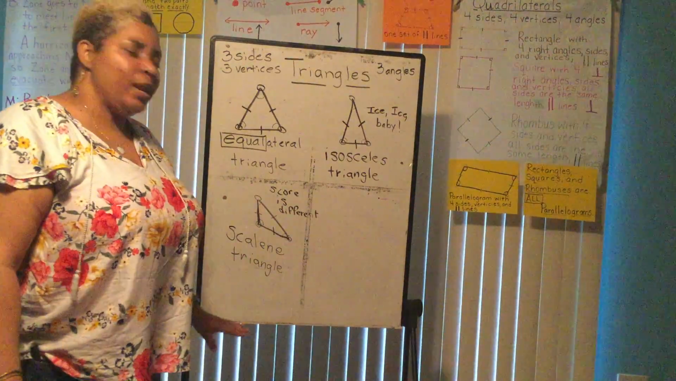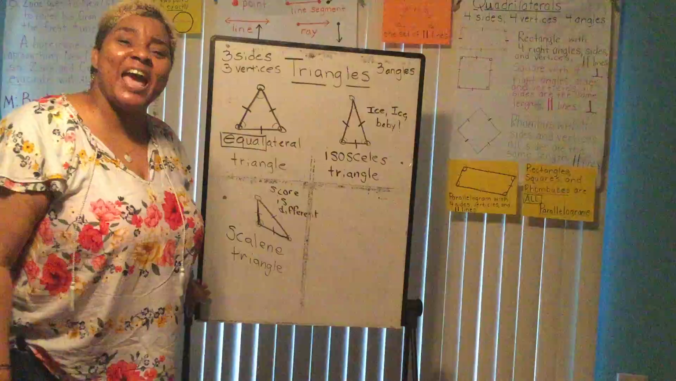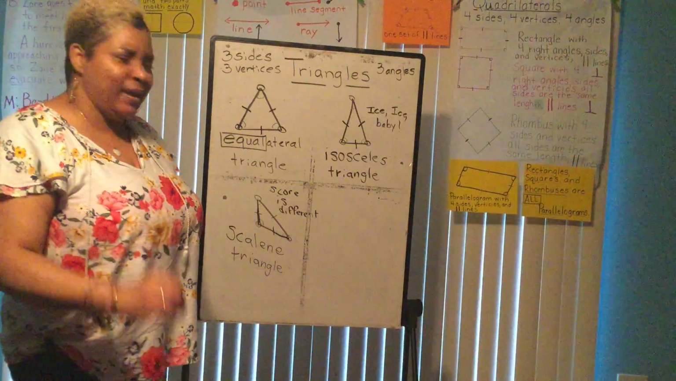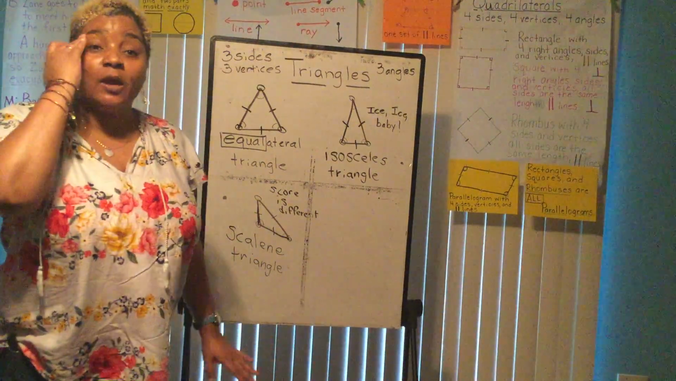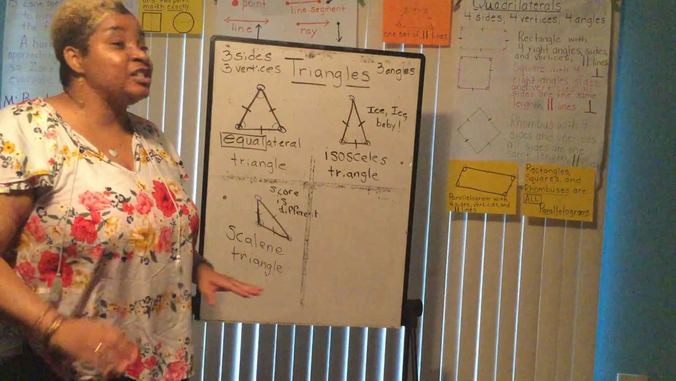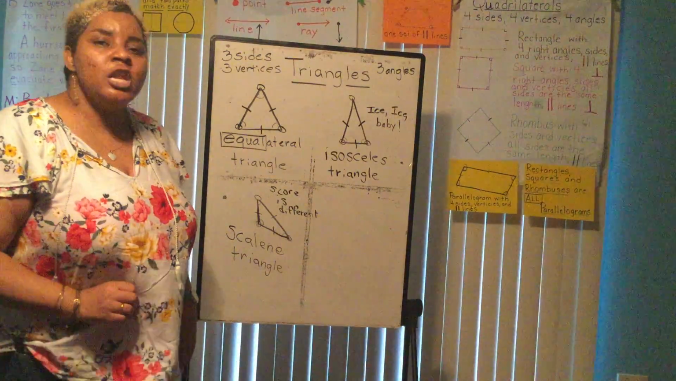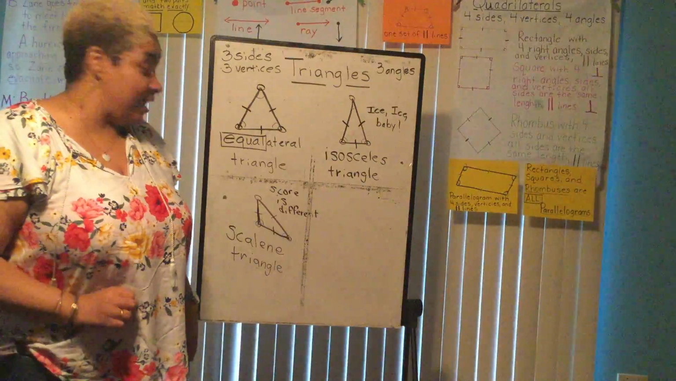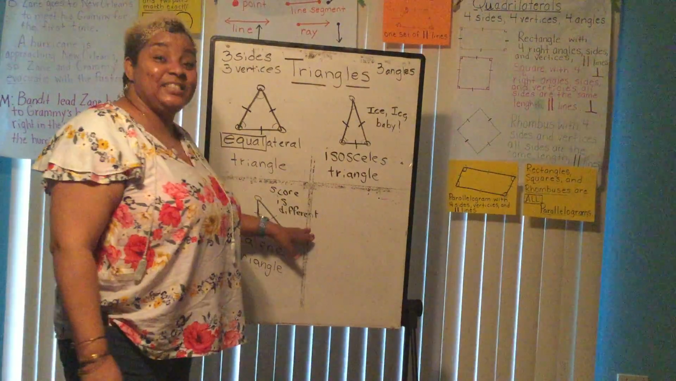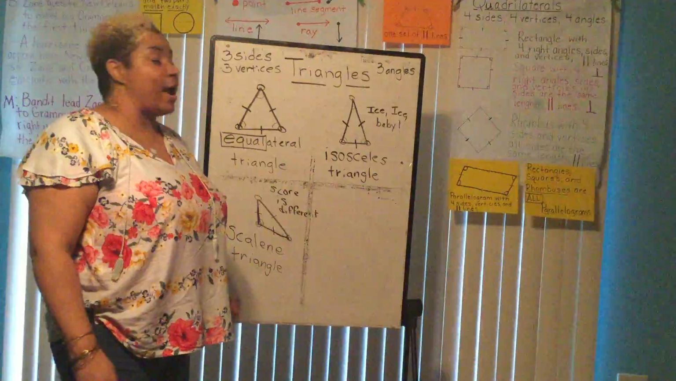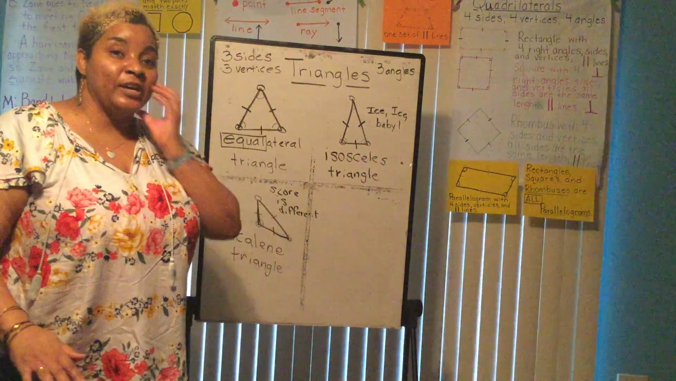Then I go on and I look at this scalene triangle. Say it with me. Scalene triangle. None of the sides are the same. So the score is different on a scalene triangle. None of the sides are the same.